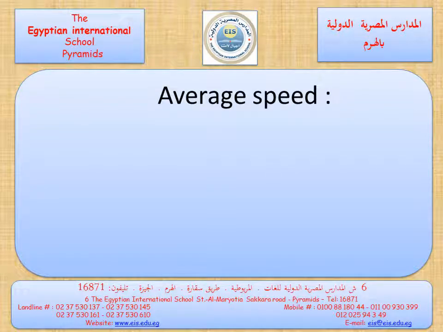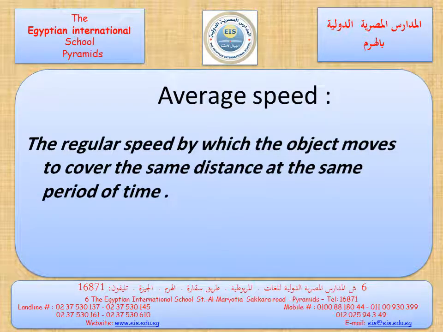The relation between the average speed and the regular speed, we can know by understanding this definition. Regular speed is when the object moves to cover the same distance in the same period of time. We can say that the object in this state moves with regular speed because it covers the same distance in the same period of time.